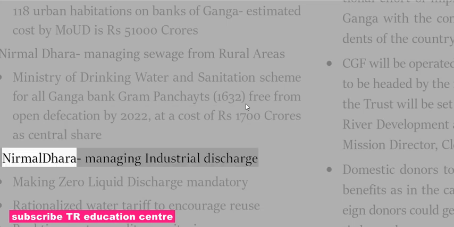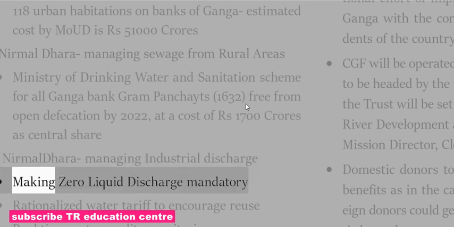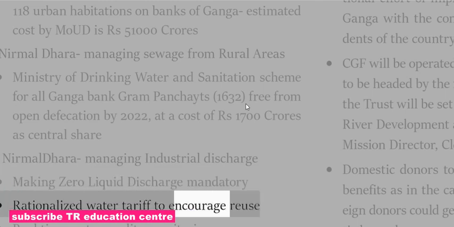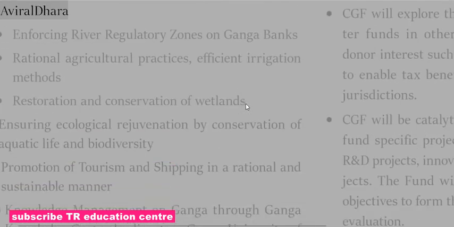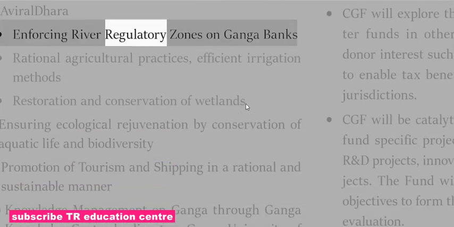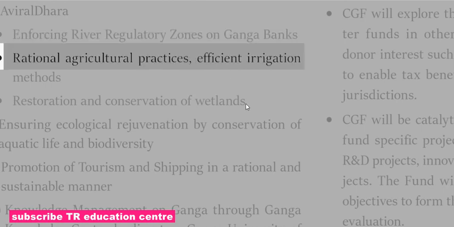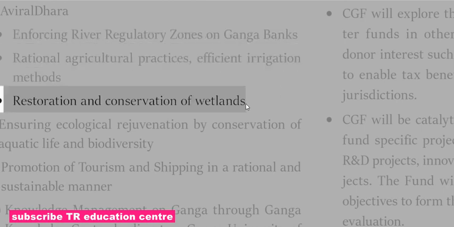3. Nirmal Dhara, managing industrial discharge. Making zero liquid discharge mandatory. Rationalized water tariff to encourage reuse. Real-time water quality monitoring. 4. Aviral Dhara. Enforcing river regulatory zones on Ganga banks. Rational agricultural practices, efficient irrigation methods. Restoration and conservation of wetlands.